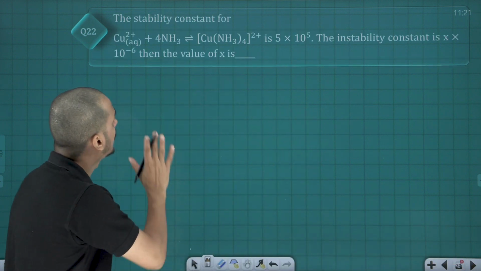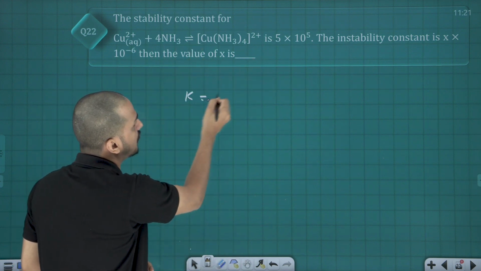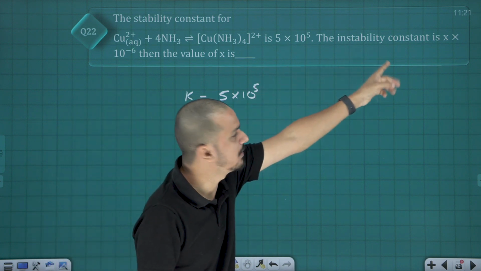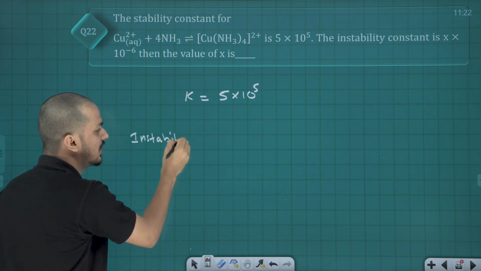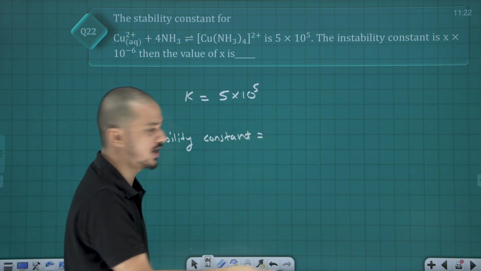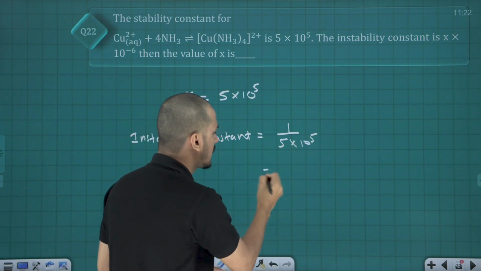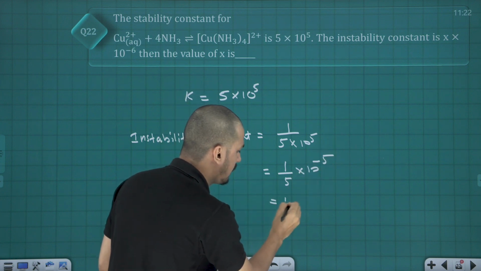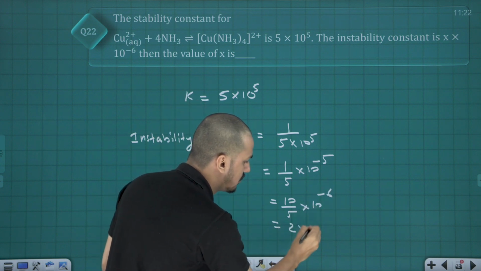What about the next question? The stability constant for one reaction is given: K equal to 5 into 10 raised to 5. Now they are asking for the instability constant. Instability constant is equal to 1 by stability constant, the reciprocal. 1 by 5 into 10 raised to 5 means 1 by 5 into 10 raised to minus 5, that means 10 by 5 into 10 raised to minus 6, that means 2 into 10 raised to minus 6.